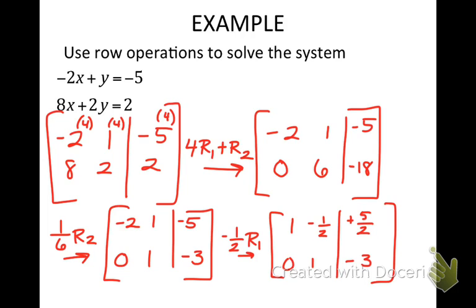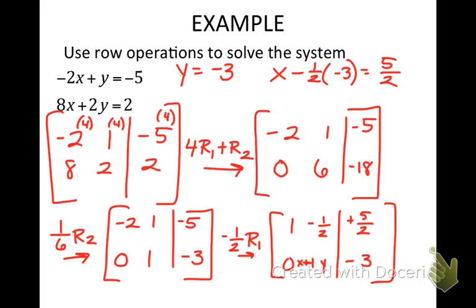What's my y coordinate going to be? Y is equal to negative 3. Good. Now we got to solve for x. So my equation is x minus 1/2 times the y, which we said was negative 3, is equal to the bottom right, 5/2. Yep, because this is your 0x. So think about it as 0x plus 1y equals negative 3.